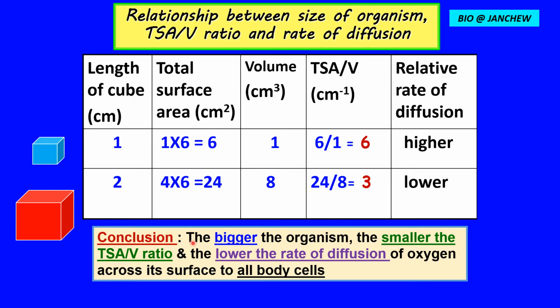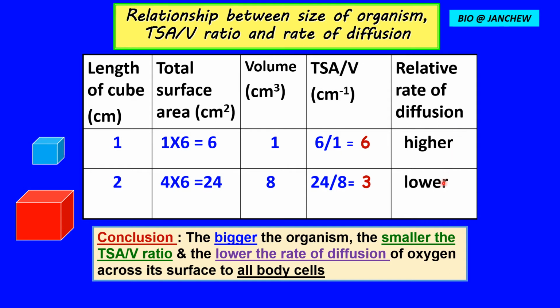Now let's look at the conclusion here. The bigger the organism, the smaller the TSA per V ratio, and the lower the rate of diffusion of oxygen across its surface to all body cells. So as we have mentioned just now, when the TSA per V ratio becomes smaller, the relative rate of diffusion of oxygen through the surface of the organism will become lower, in the sense that it cannot supply enough oxygen through diffusion through the surface of the body for the organism's need for oxygen.